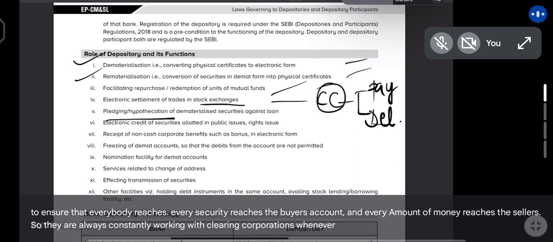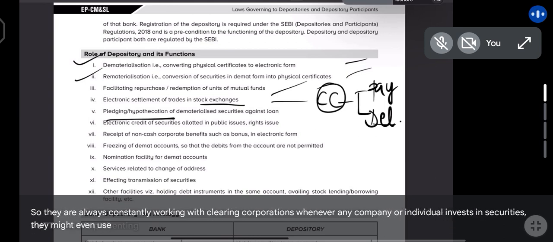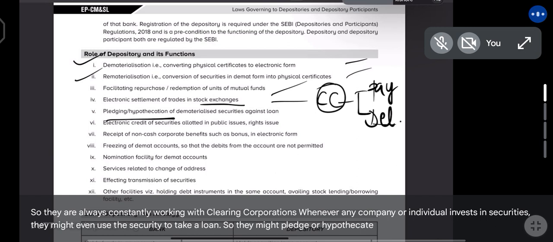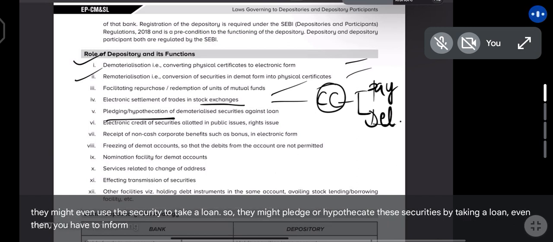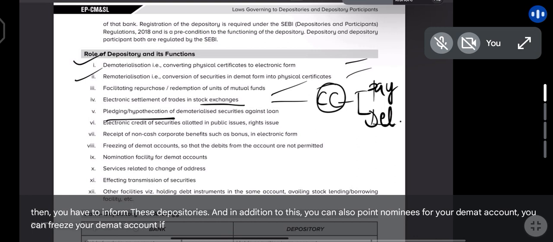Whenever any company or individual invests in securities, they might even use the security to take a loan. So they might pledge or hypothecate these securities by taking a loan. Even then, you have to inform these depositories. In addition to this, you can also appoint nominees for your demat account. You can freeze your demat account if needed. And whenever there is any dividend or bonus issue, they will intimate you.